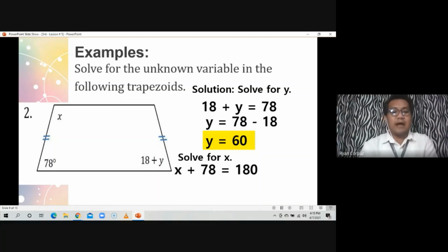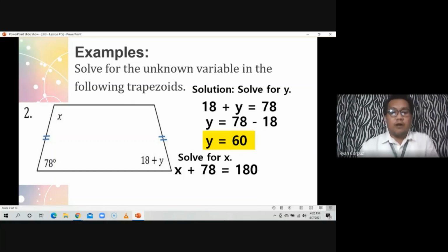So magkakaroon tayo ngayon ng x plus 78. So bakit naging 78 to? It's because since y is equal to 60, malalaman na natin ngayon yung measure nito. Kasi since 78 yon, this will also be 78. So 18 plus 60, that would be 78. Kapag yung 78 na to, inadd natin dito, then it will be equal to 180 degrees. So, we can come up now with the equation x plus 78 is equal to 180.